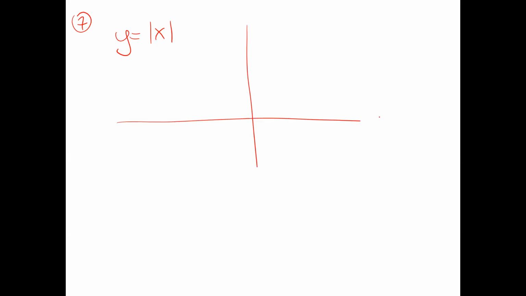Number 7, absolute value of x. Also a typical graph that we have to know how to draw. And we know that it has a positive and a negative part. Because normally, if we have to draw the absolute value of any function, we can first focus on the inside function. That means the inside function is just y equals x, which is that line.